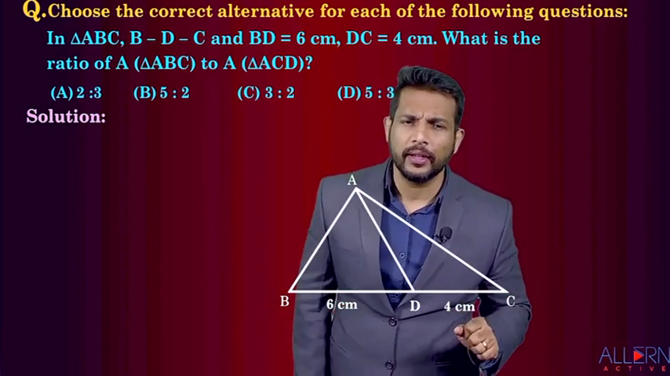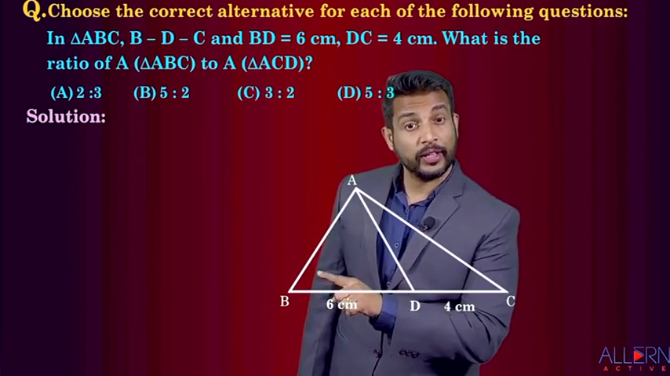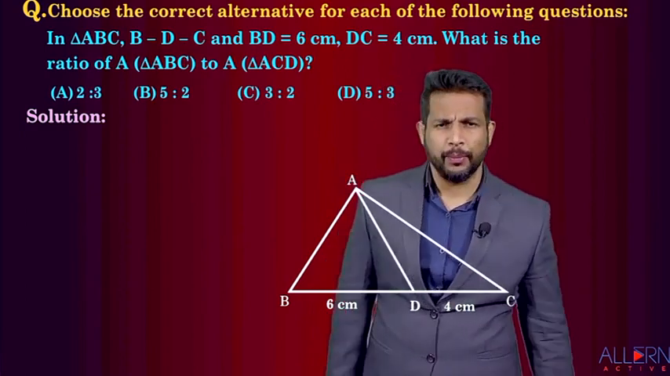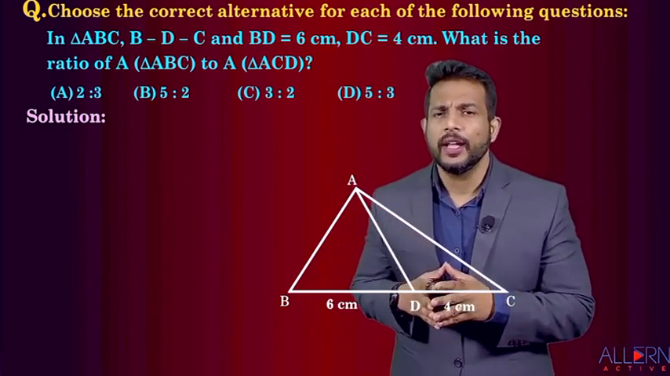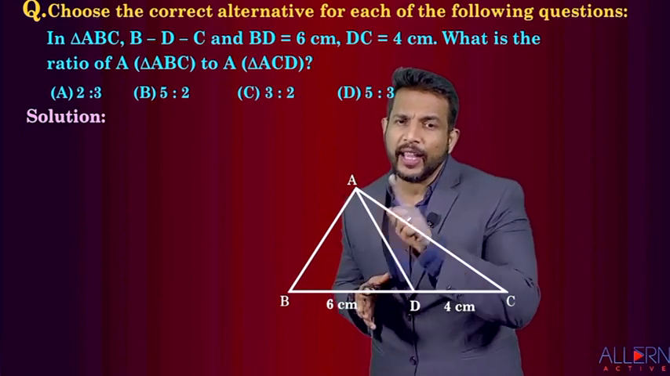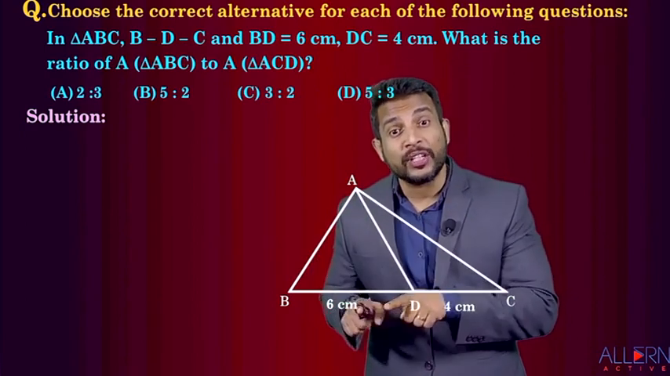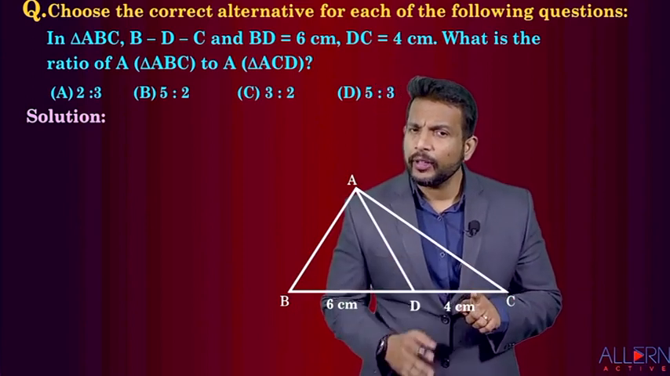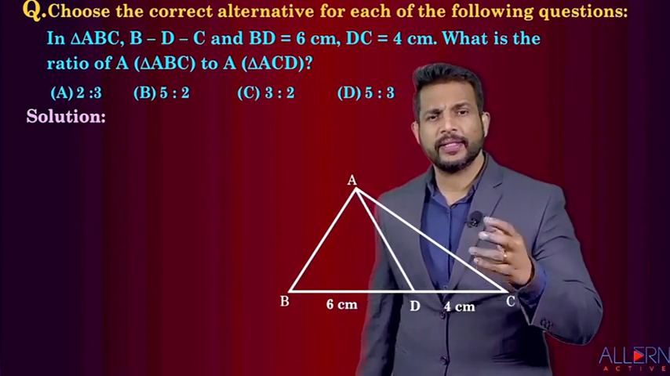And one thing is very clear. If this is 6 and this is 4, we know that the value of BC is how much? 10. Remember that part, very important. What it says is, we want the ratio of two triangles here. One is triangle ABC, the bigger one. And for the bigger one, what's the base? BC. And how much is that? 10. Remember that. And ACD, for that, what's the base? 4.